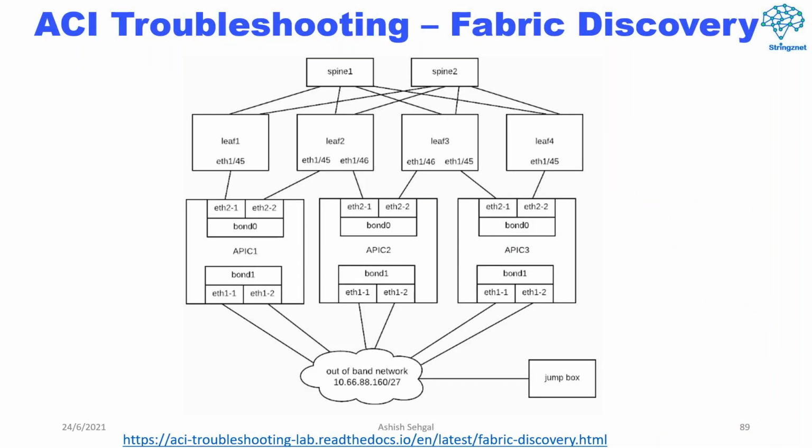Now, this diagram is just for the purpose of telling you that your fabric ports and your management ports are bonded together. Two of the fabric ports are bonded together, and two of your management ports are bonded together in bond 0 and bond 1 respectively, which makes them active and standby here, active and standby here.